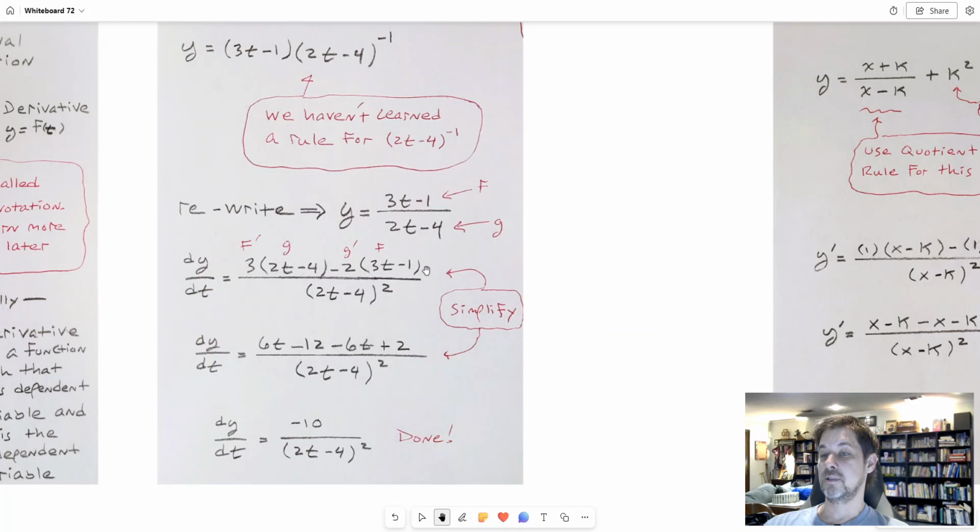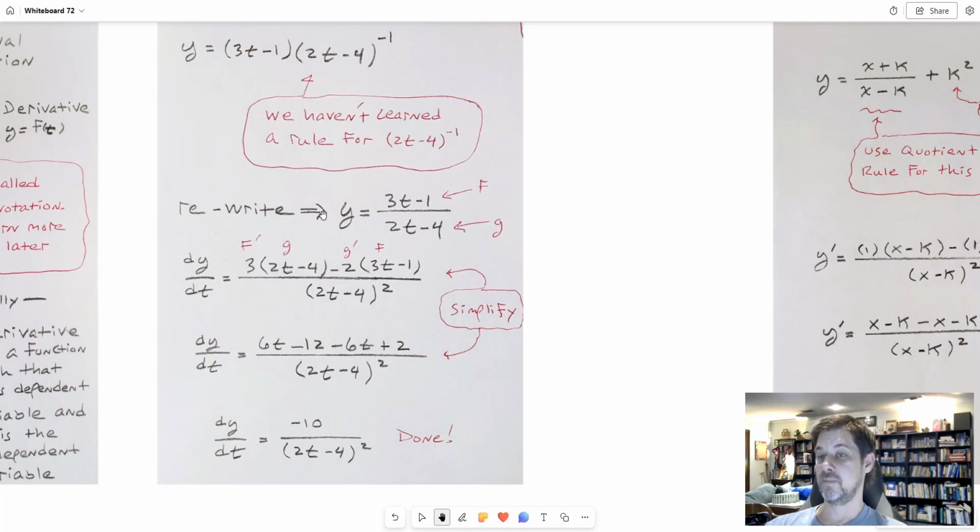Okay? So I will simplify this. I'll do whatever I can to reduce it, to combine numbers, to cancel, whatever it is. So what I could do to simplify this is distribute the 3 and the negative 2. If I do that, I get 6t minus 12 here, minus 6t plus 2 here. There's some obvious like terms to combine. 6t minus 6t cancels. Negative 12 plus 2 is negative 10. So it's negative 10 over 2t minus 4 squared. And we're done. That's the derivative. See how much simpler it is than our first step gave the impression it would be?